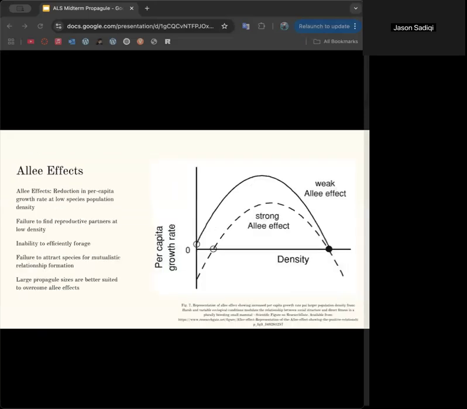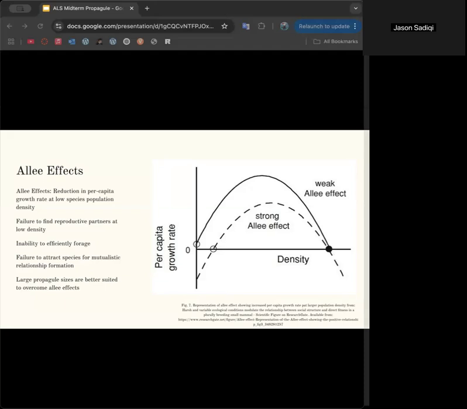Now you might be wondering, what are Allee effects, now that I've mentioned them twice? Allee effects are the reduction in per capita growth rate of a species at low population density. At low population density, a propagule might struggle to do things like find partners to reproduce, effectively forage for nutrients, and even form suitable mutualistic relationships needed for survival. This plays right into our discussion on behavior and location as well, as we discuss the importance of a large population density of the propagule.